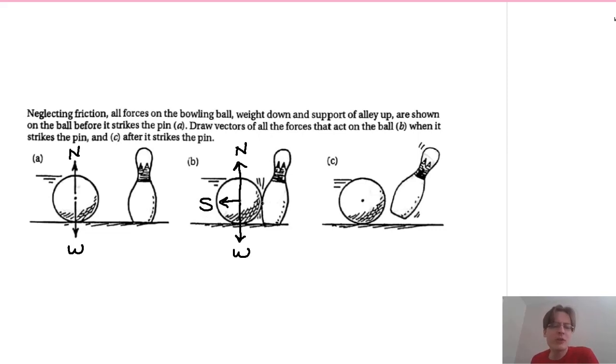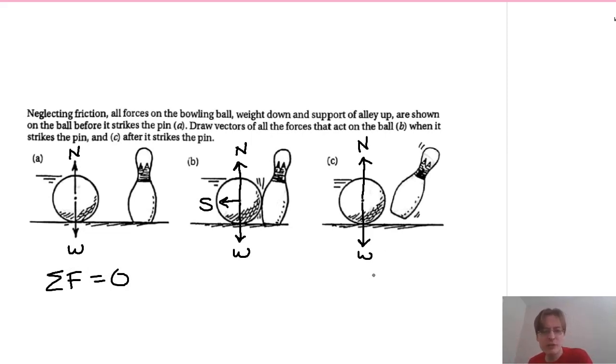Only during the moment it contacts the pin. Once the pin goes flying off, like in picture C, then we're back to just the weight and the normal force. Just like it is in picture A. Now the ball is slowed down between A and C, but the only slowing down that occurs is in picture B. Notice only in picture A, isn't the net force equal to 0 on the ball? Sure it is. Up cancels down, 0 force.